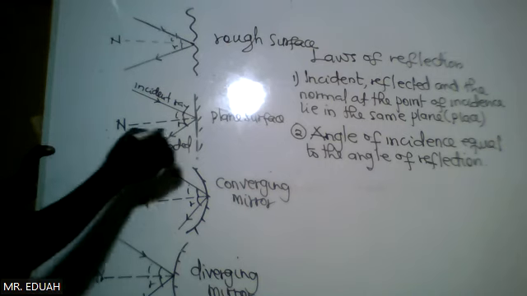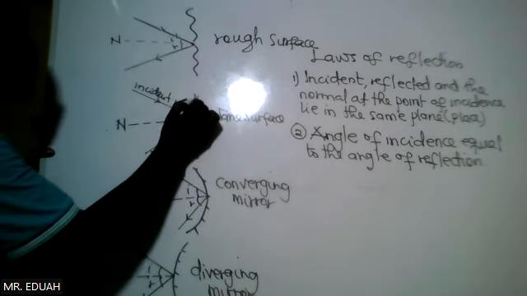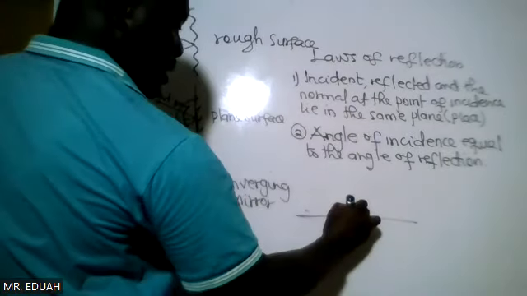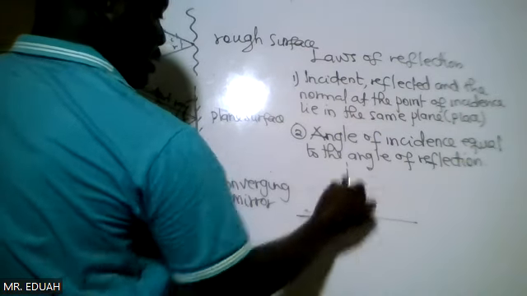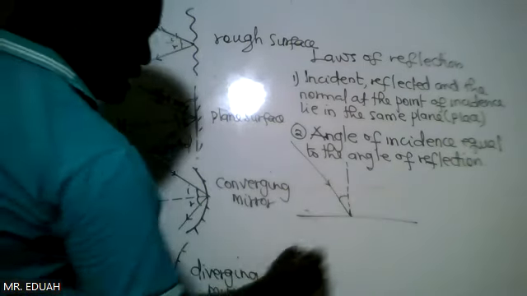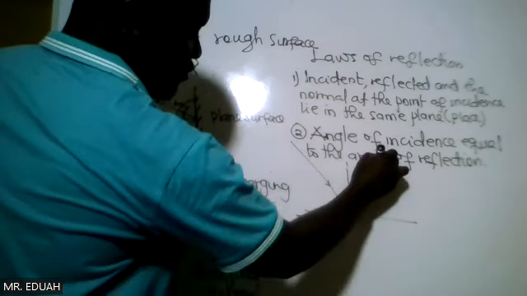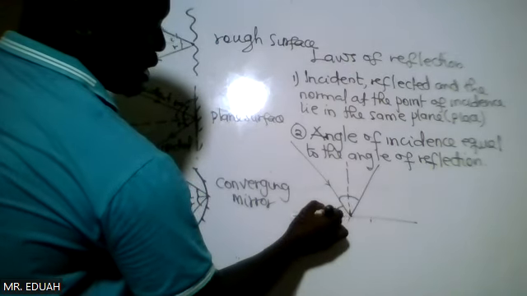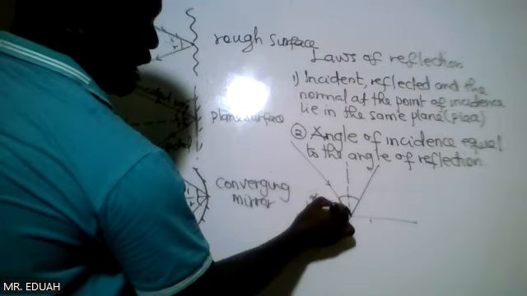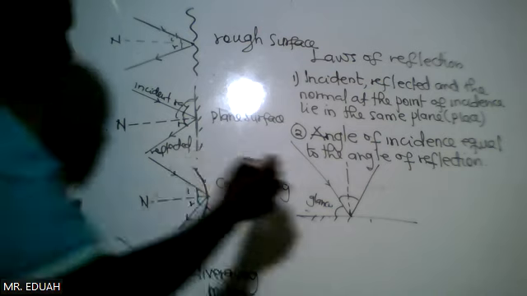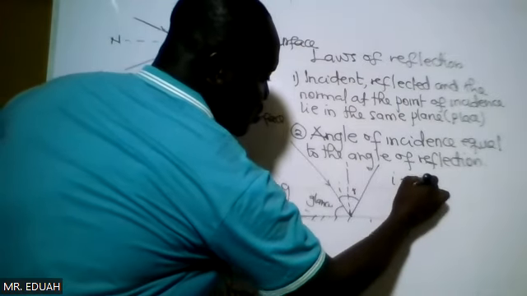In plane mirrors, we call the angle between the incident ray and the mirror a glancing angle. So if this is a plane mirror, and this is the normal, when you send light, this is the angle of incidence. The angle of incidence is always equal to the angle of reflection. But the angle between the mirror and the incident ray is a glancing angle. The glancing angle is also the angle between the mirror and the reflected ray. This is I, this is R, but I is always equal to R.